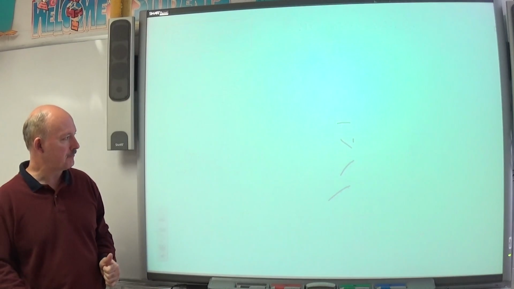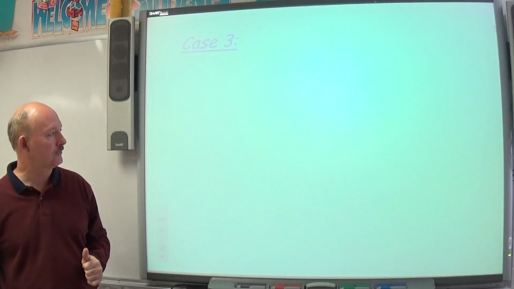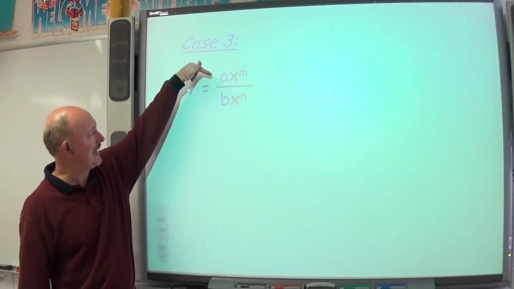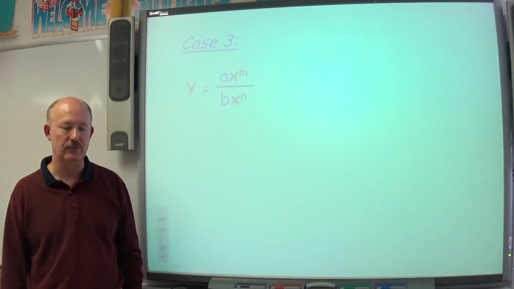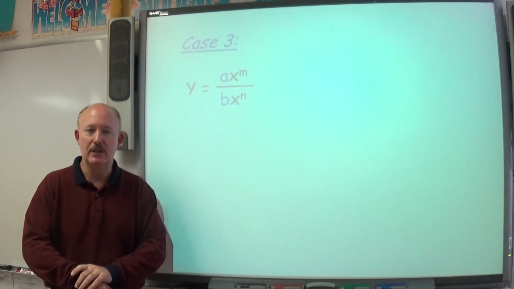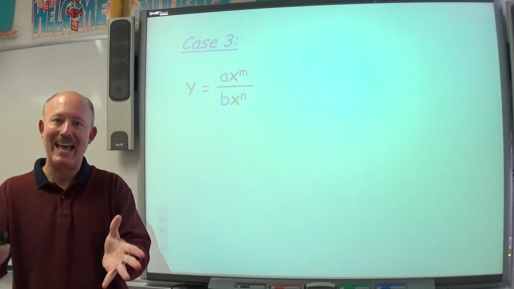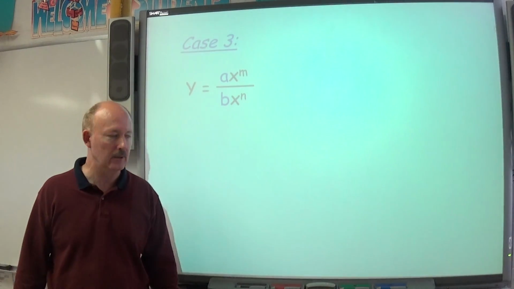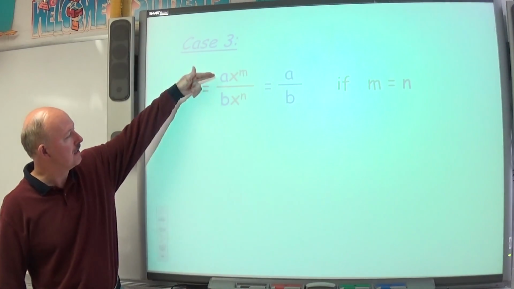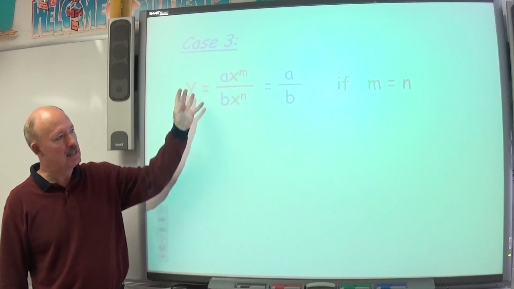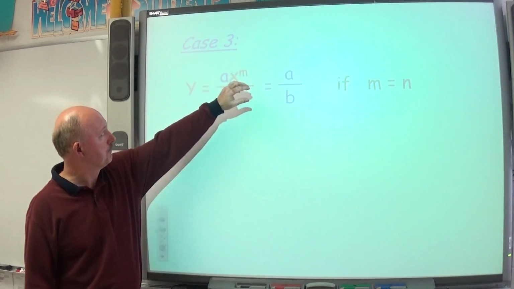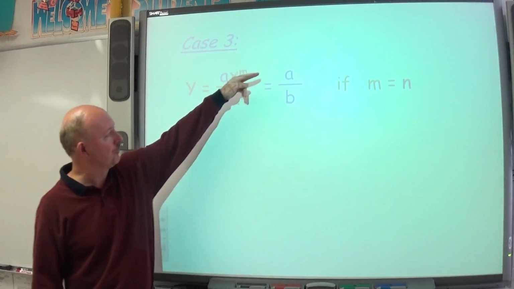All right. Let's try our third case, case number 3. Once again, I'm going to describe a rational function. Again, y equals ax to the m over bx to the n. So this is our rational function. Now, what happens if the degree of the numerator is the same as the degree of the denominator? If that's the case, then the horizontal asymptote will be the coefficient of the leading term in the numerator and the denominator. So the horizontal asymptote will be y equals a over b.